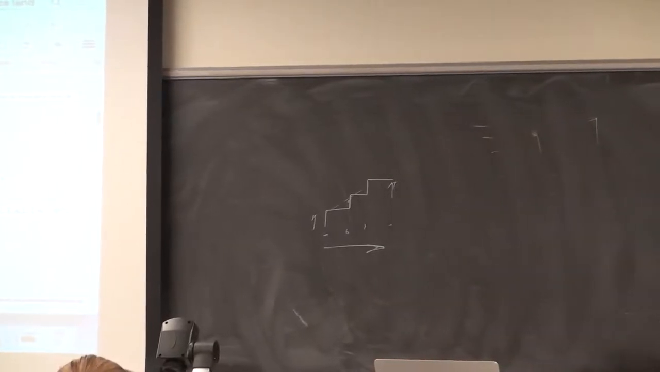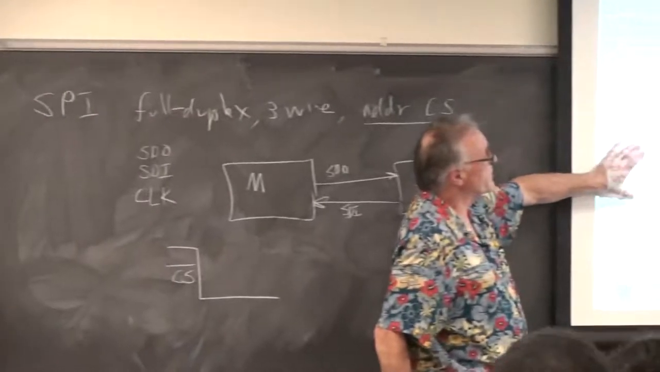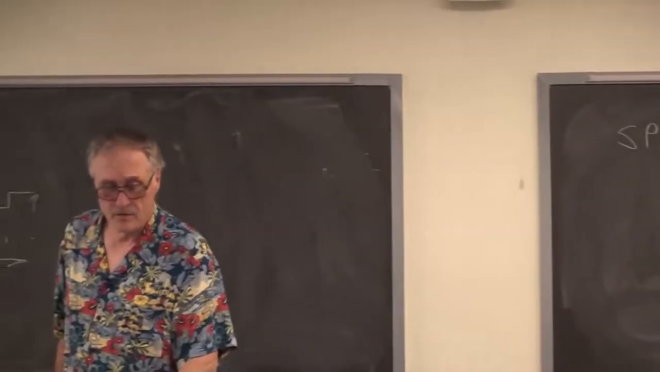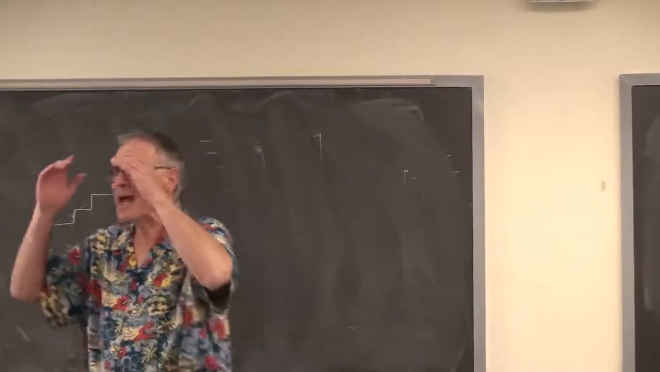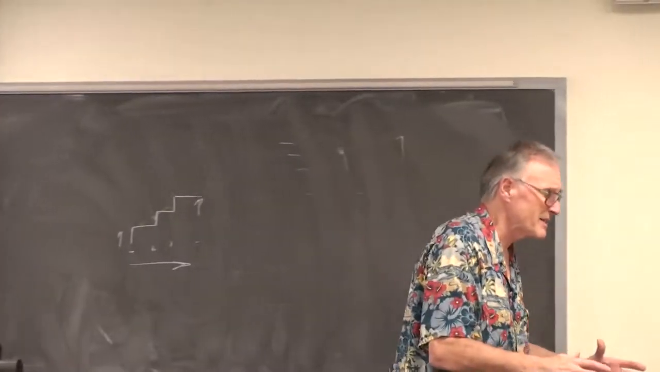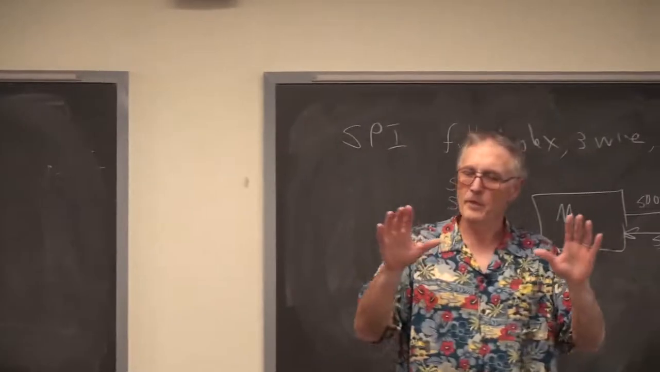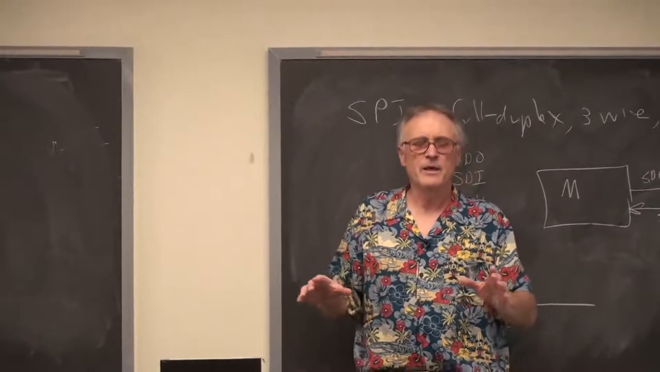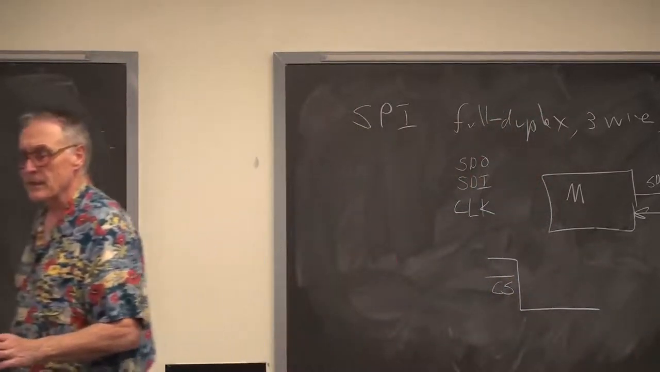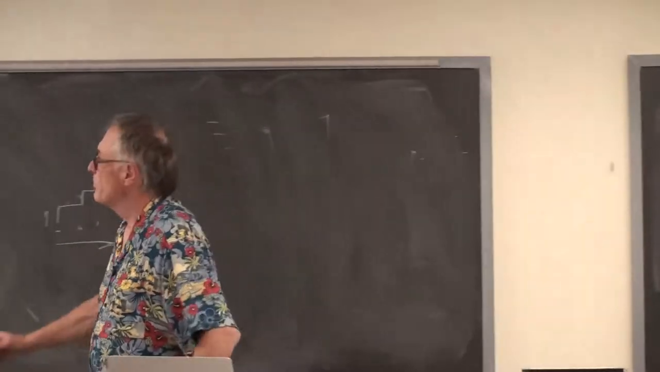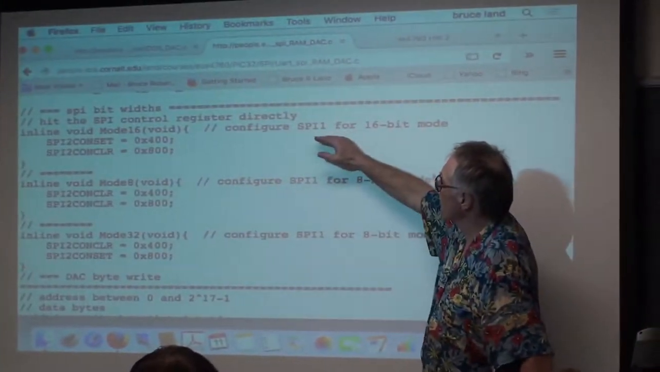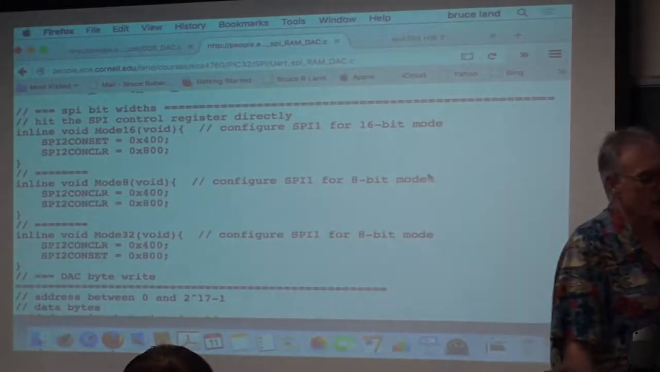The DAC we just talked about, it has a set of internal commands that are used to control it. And because the DAC address is 8 bits and the DAC data is 16 bits, the RAM data is 8 bits and the RAM address is 16 bits, we have to be able to dynamically control the data width of the SPI. So these are 3 inlines to control whether it's 16, 8, or 32 bits per transaction.